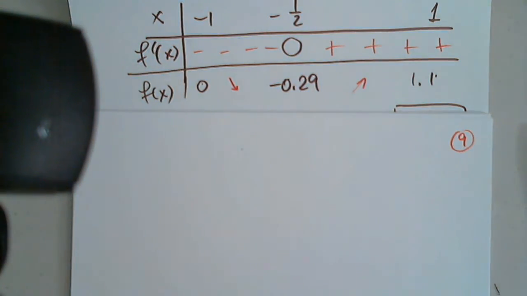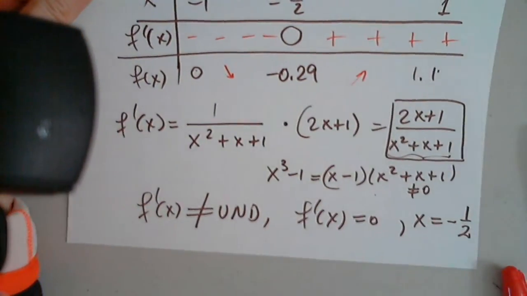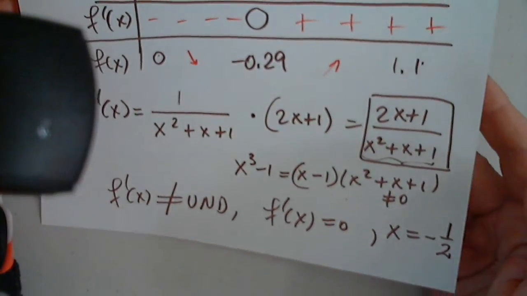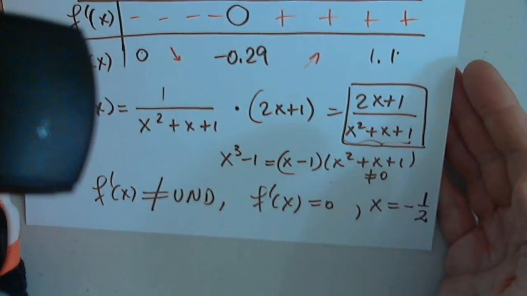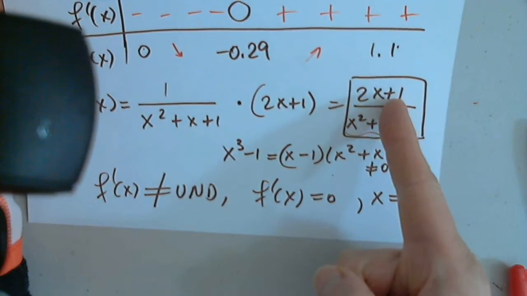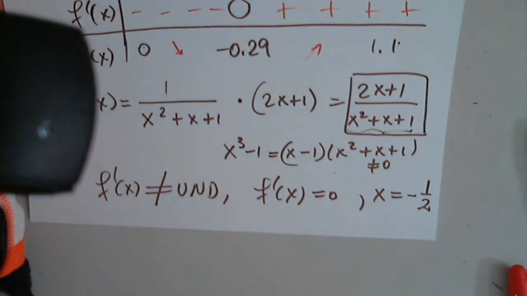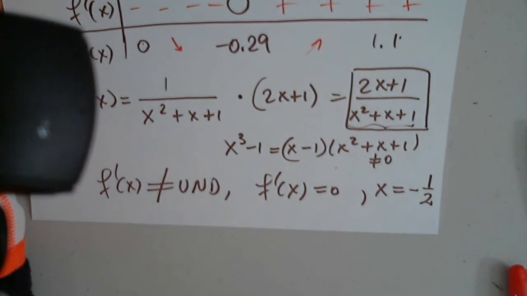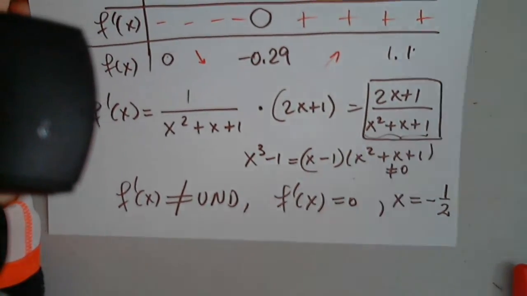Yes, please. Can you go back to the... So how did we find x equals -1/2? A fraction is 0 when the top is 0, so 2x plus 1 is 0. I move 1 and divide by 2. Okay. Better? Yeah.